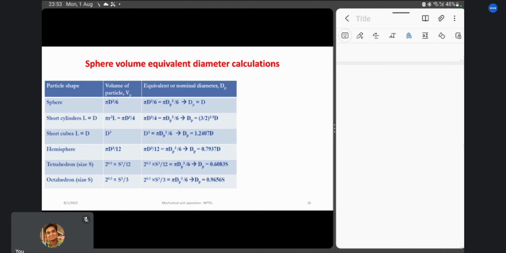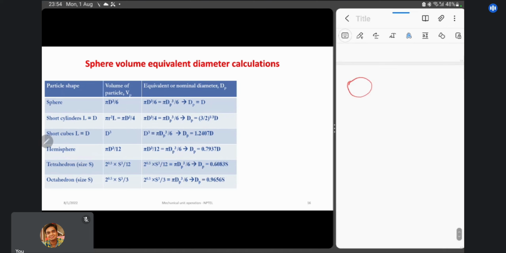So, for different kinds of shapes, there will be a sphere volume equivalent diameter. The sphere volume equivalent diameter is used in some operations where we need to understand the volume of the material we consume. I am deliberately revisiting this table of the sphere volume equivalent diameter, because many of your assignment questions are directly related to this. So you need to understand this first.